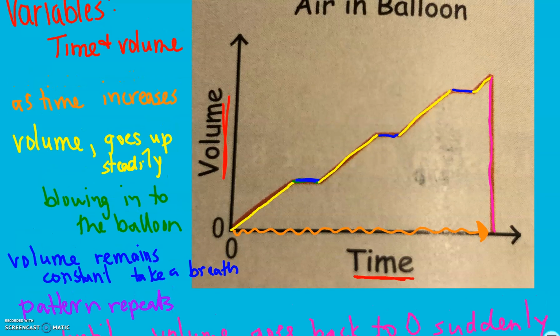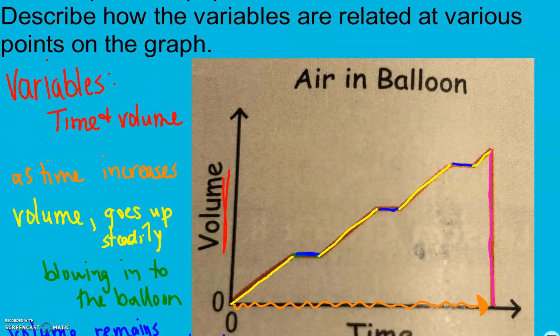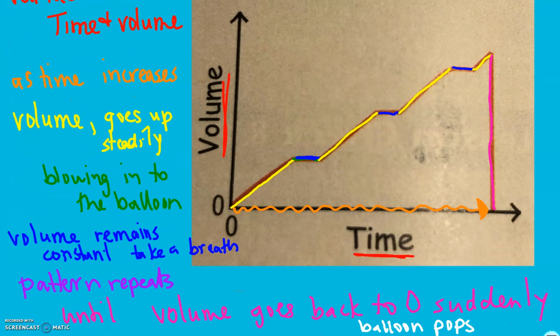So it wants us to analyze the graph here, describe how the variables are related. So as time increases, our volume goes up steadily when we're blowing into the balloon. Then it remains constant when we take a breath. The pattern continues, so it goes up steadily as we blow into it, stays the same as we take a breath, goes up steadily as we blow into it, stays the same as we take a breath, until we're blowing into the balloon and it pops. So the volume goes back to 0 suddenly.